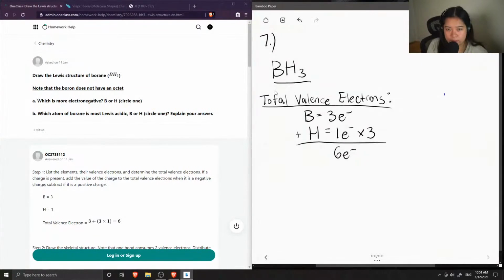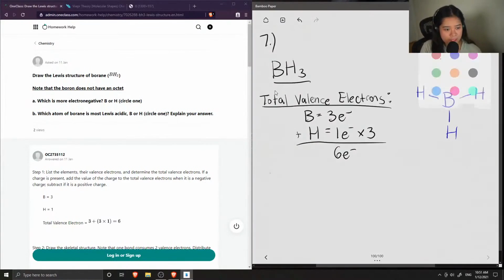So now I'll draw boron as our central atom, and then just draw all of my hydrogens around it. And if I count out how many electrons I have so far, each bond containing 2 bonding electrons, I already have my 6. And the question also hinted that boron doesn't have a full octet, so this is why it is satisfied with only having the 3 bonds.